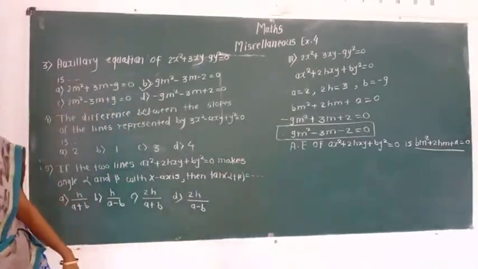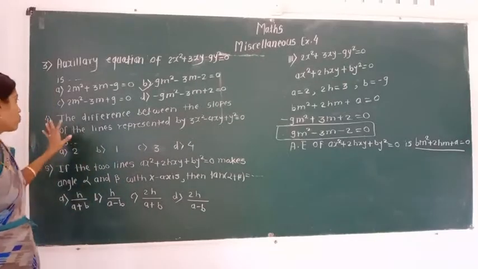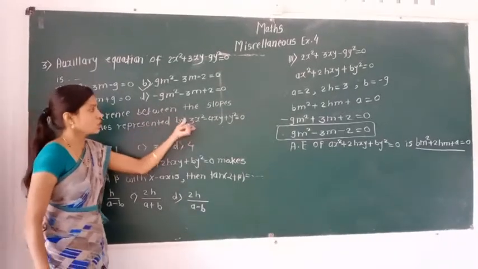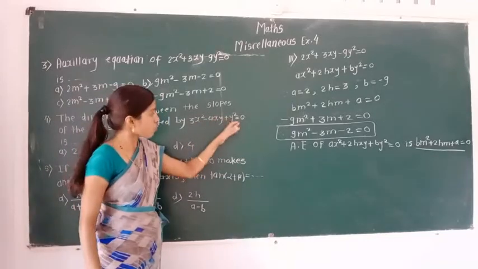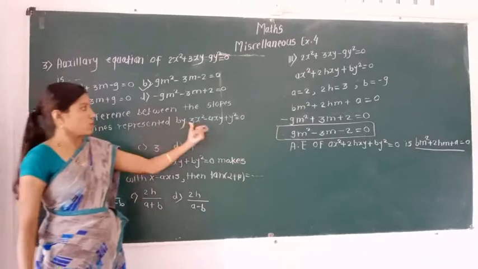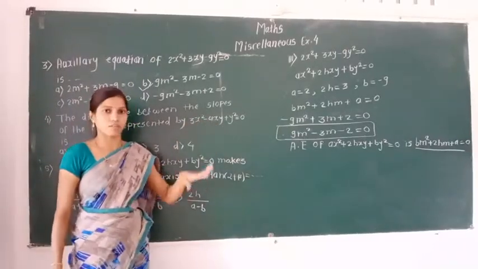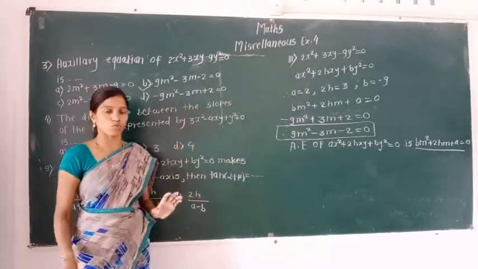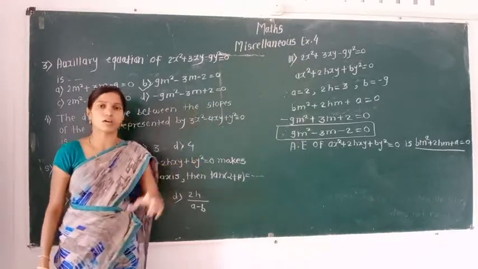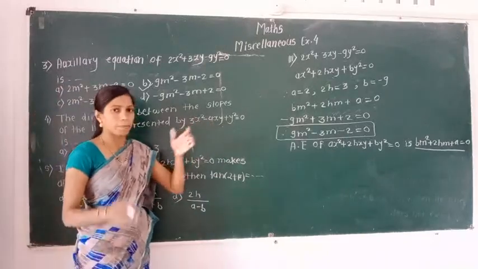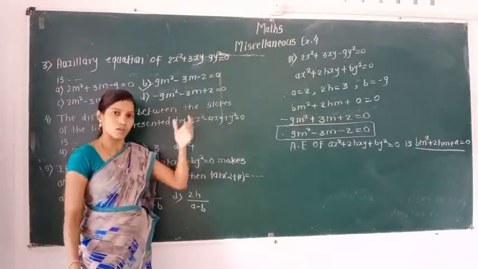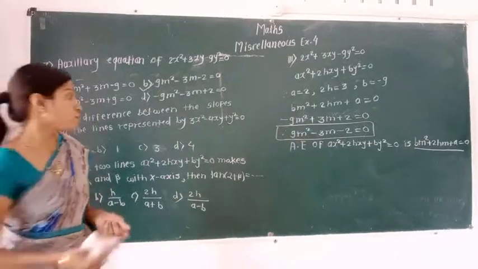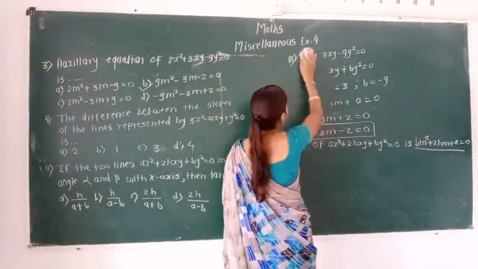Now let's see the next example: find the difference between the slopes of the lines represented by the equation 3x square minus 4xy plus y square is equal to 0. We know that it is the combined equation of two lines passing through the origin. Now, we can find the two lines separately from their combined equation by the factorization method, and you have already done this procedure in theory. When you find the separate equations, we have to find the slope of the two lines and take their difference. Otherwise, see the different method for finding the difference between slopes.